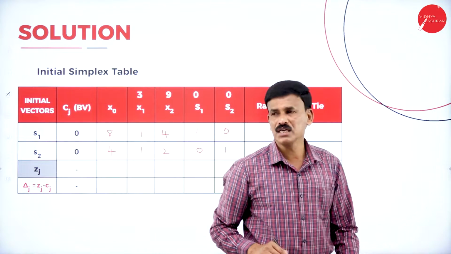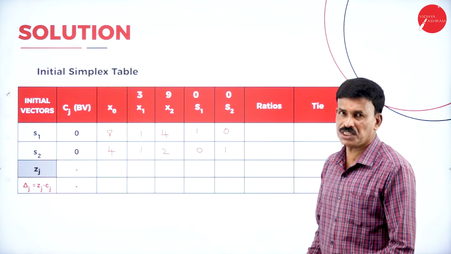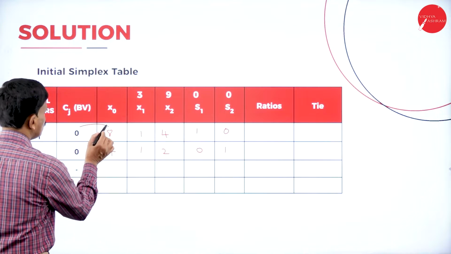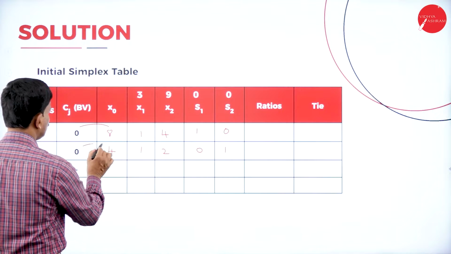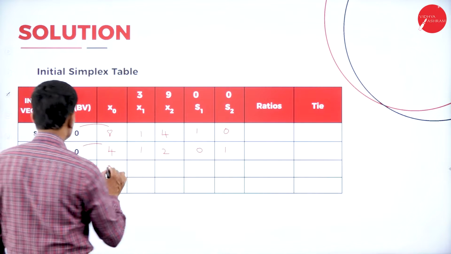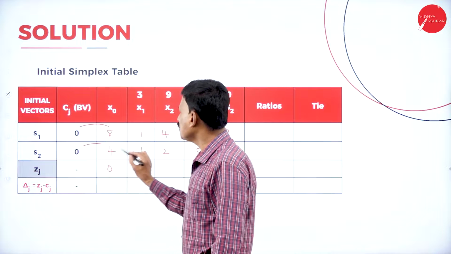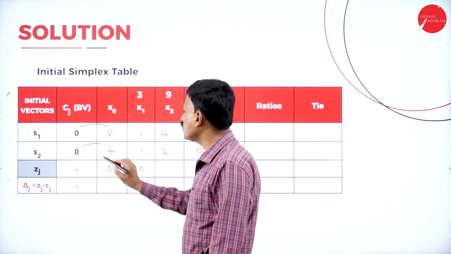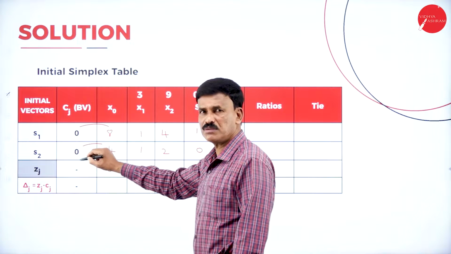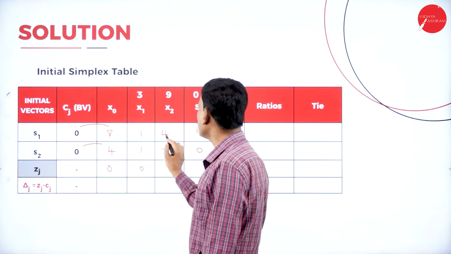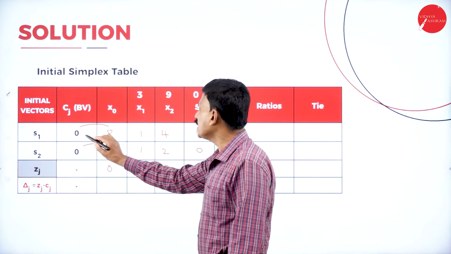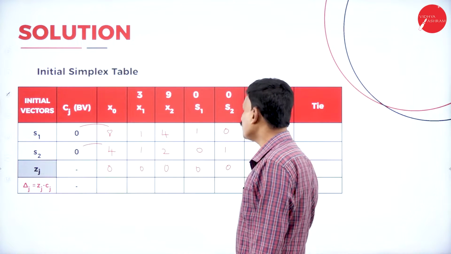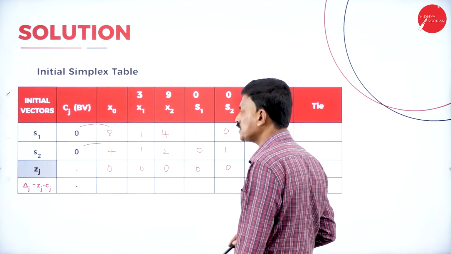Now, find out the value of delta j. How do we find delta j? Just multiply: 0 into 8 plus 0 into 4 is 0. 0 into 1 plus 0 into 1 is 0. Since we are multiplying every element by 0, we get 0 itself. 0 into 4 plus 0 into 2 is 0, and 0 into 1 plus 0 is 0. All the values in Zj are 0.